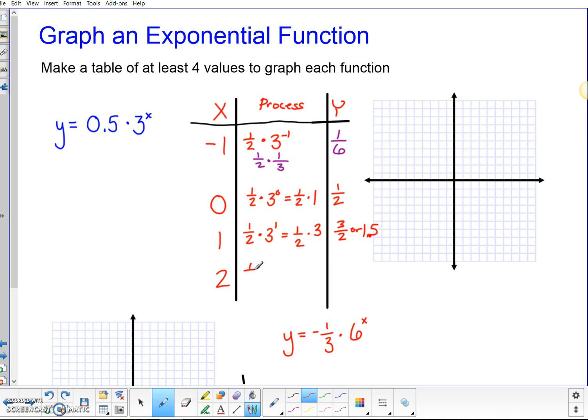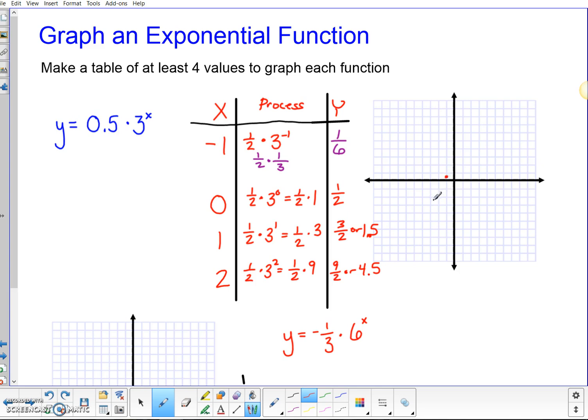And then my last one, plugging in a 2. Half times 3 squared equals 1/2 times 9. So 9 over 2, or 4.5. Okay. That process column can help you do your exponents correctly and make sure you're not forgetting anything as you're plugging it in. So -1 for x goes with 1/6 for y.